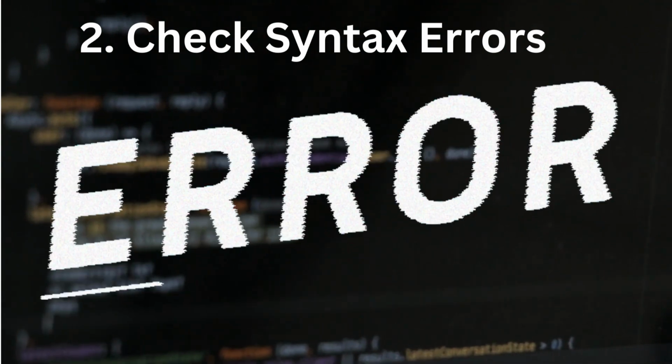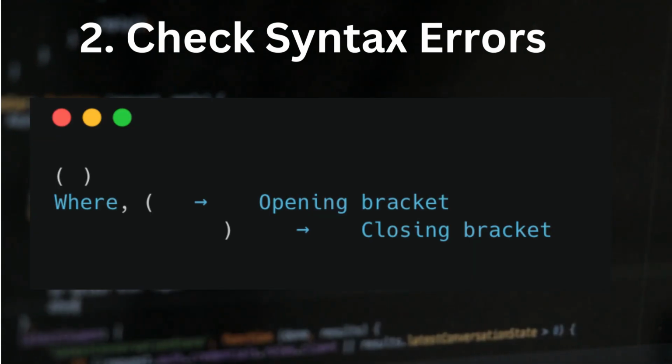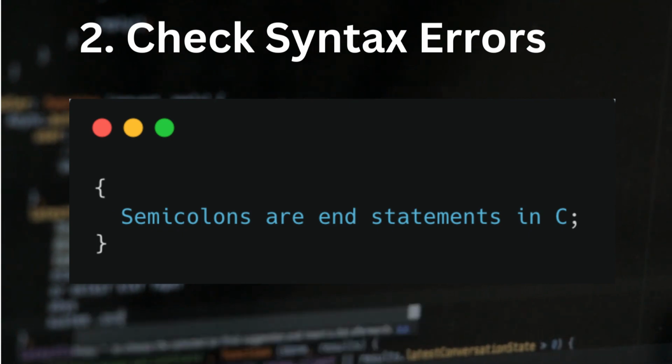Check your code for syntax errors. Syntax errors can be easy to spot if you know what to look for. Make sure your brackets and parentheses are properly closed, and watch out for missing semicolons or quotation marks.